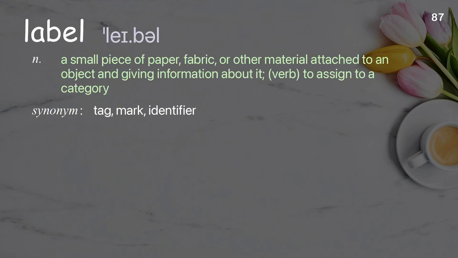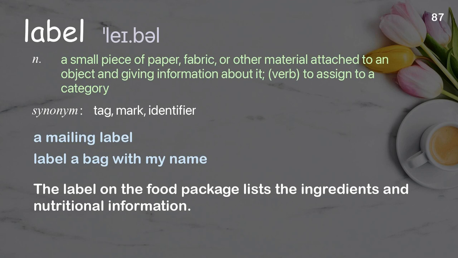Label. A small piece of paper, fabric, or other material attached to an object and giving information about it. Verb: to assign to a category. Examples: a mailing label, label a bag with my name. The label on the food package lists the ingredients and nutritional information.